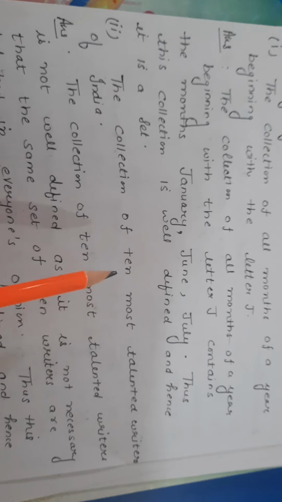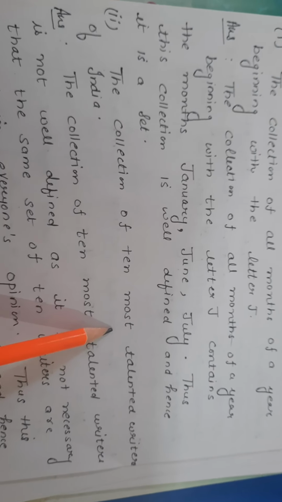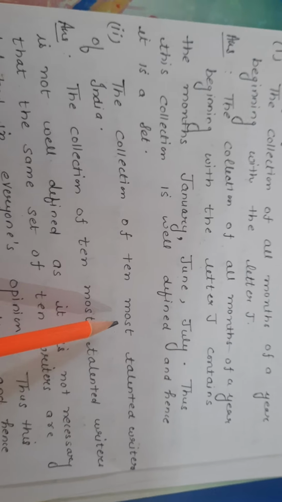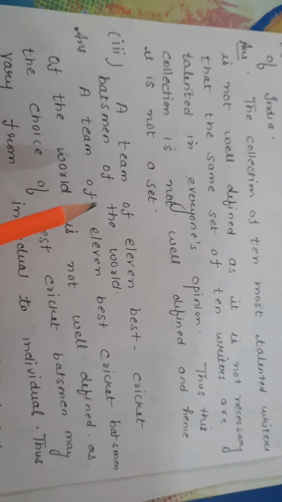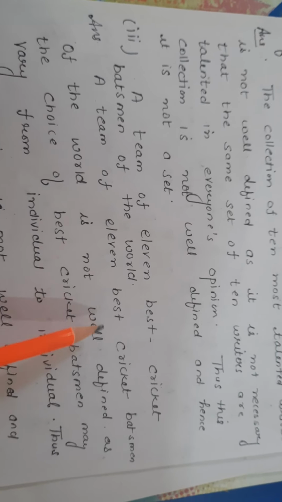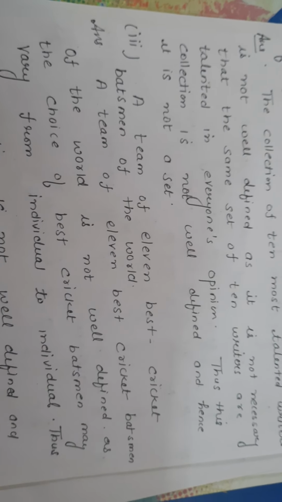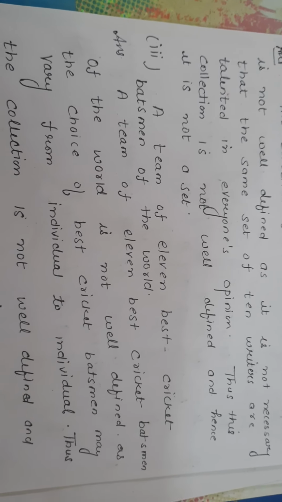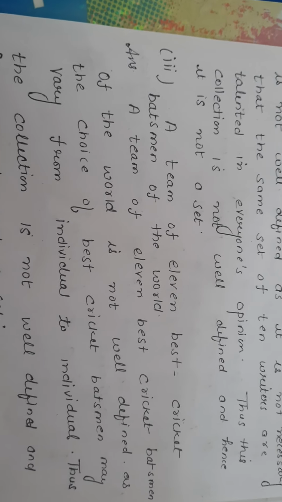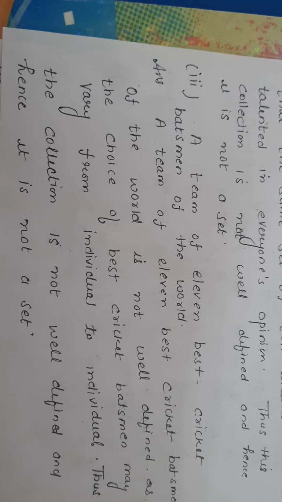Now collection of 10 most talented writers of India. Now the word most talented is not well defined. This is a vague word because the collection is going to vary from person to person or from individual to individual. So this collection does not represent a set. A team of 11 best cricket batsmen of the world. Again, the team of 11 batsmen of the world is not well defined, as the choice of the best cricket batsmen may vary from individual to individual. So this collection is not well defined. Hence it is not a set.